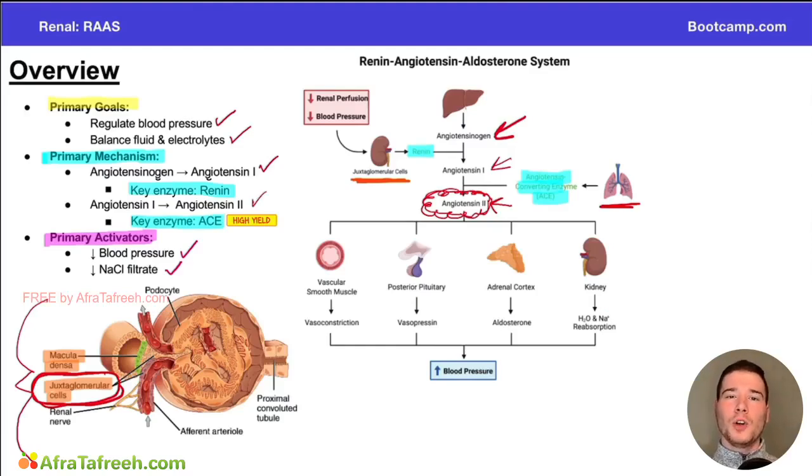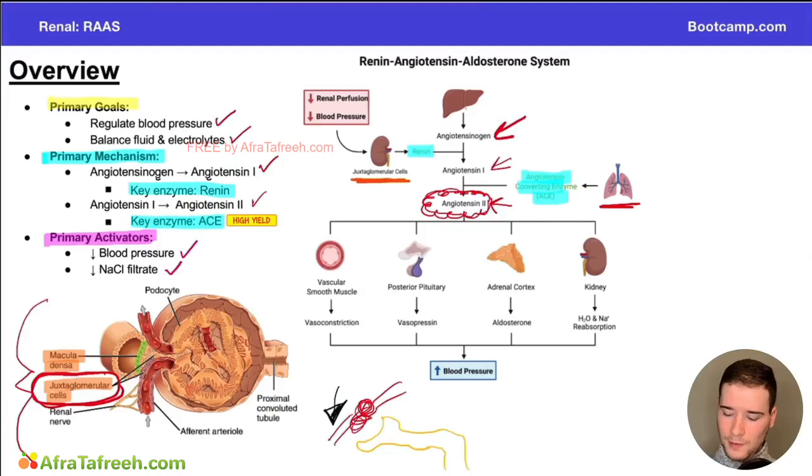So in summary, a good overview of the RAS system is that it has two key functions. It regulates blood pressure and it regulates electrolytes. Its primary mechanism involves two key enzymes, including renin and ACE, and the goal is to turn a molecule called angiotensinogen all the way to angiotensin 2. And third, the primary activators, or the primary things that can cause a secretion of renin from the body, is a drop in blood pressure, which can be sensed by the renal baroreceptors in the afferent arteriole. Remember, the afferent arteriole is the side of blood that is going into the glomerulus, into Bowman's capsule, whereas the efferent arteriole is the side exiting.